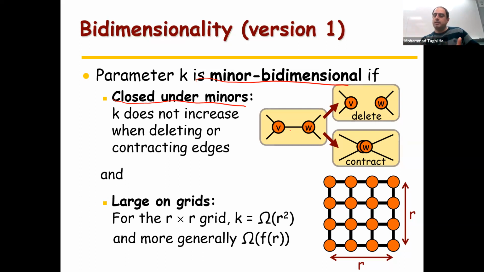So again, deleting an edge or contracting an edge, this is called essentially minor bidimension. Like a minor, it should be closed under minors. We will talk about what this parameter K is, for example in the sense of fixed parameter. The other one is that it should be large on the grid. What's the meaning of that? It means that for an R times R grid, the size of K should be essentially omega of R squared, or in general some function f of R. For some of them, this f of R is just log of R. We will talk about that. So it should somehow depend on R. I think this is a very natural thing.